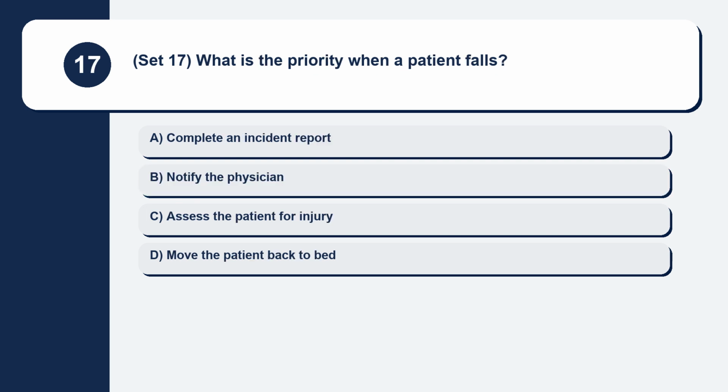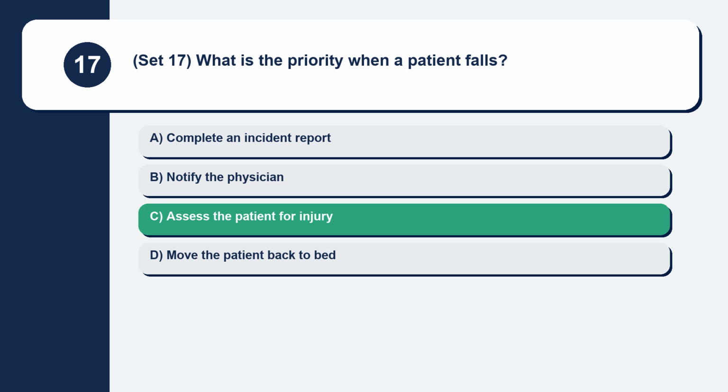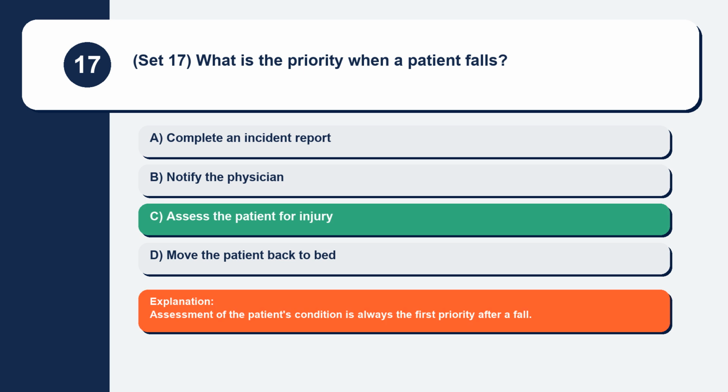Question 17, Set 17. What is the priority when a patient falls? Complete an incident report. Notify the physician. Assess the patient for injury. Move the patient back to bed. Assessment of the patient's condition is always the first priority after a fall.